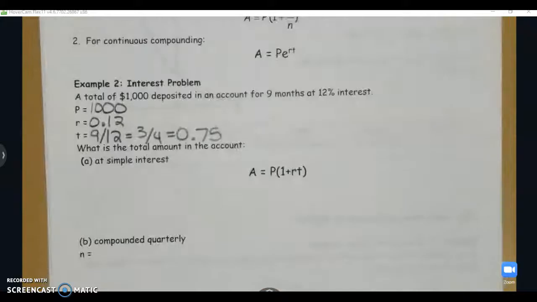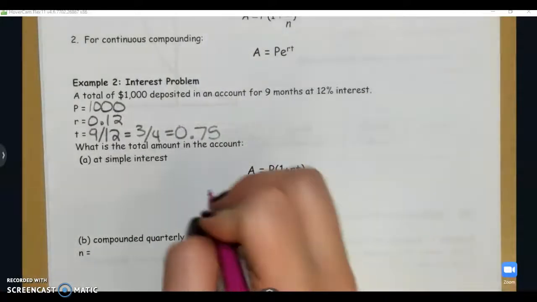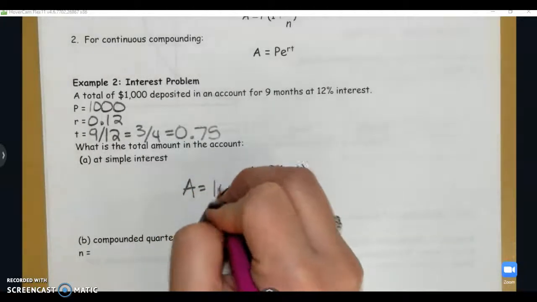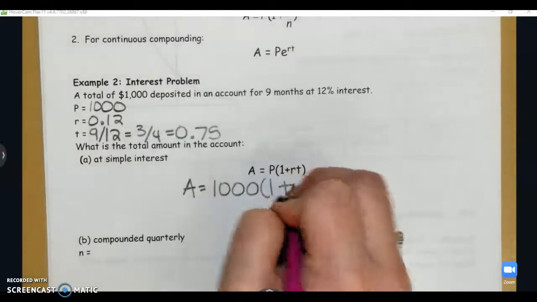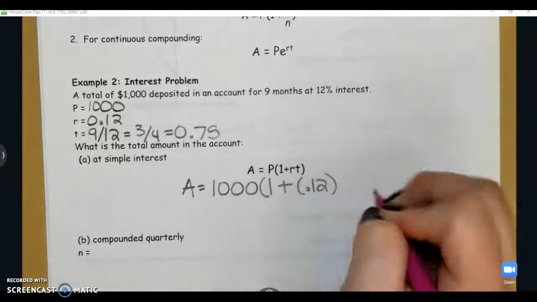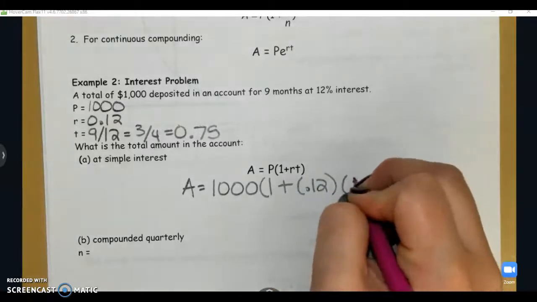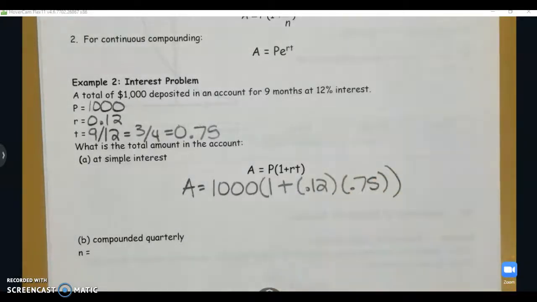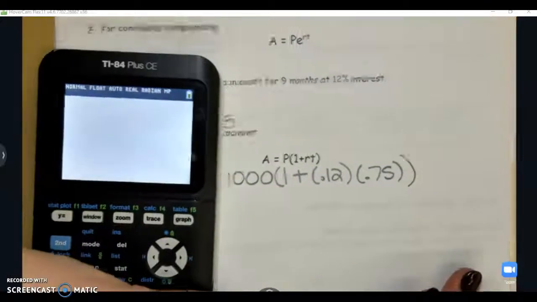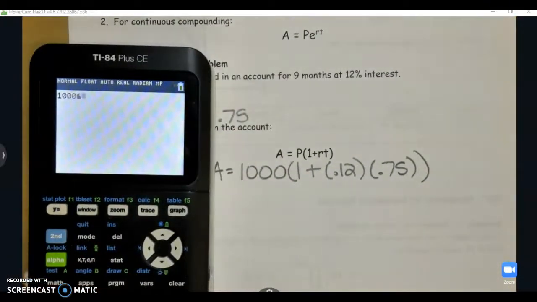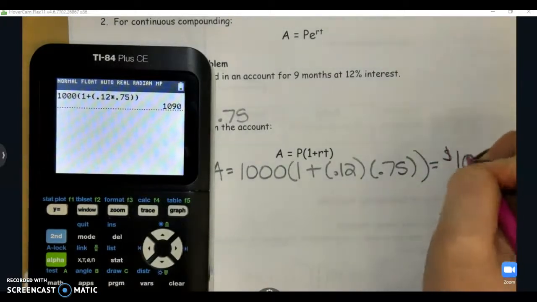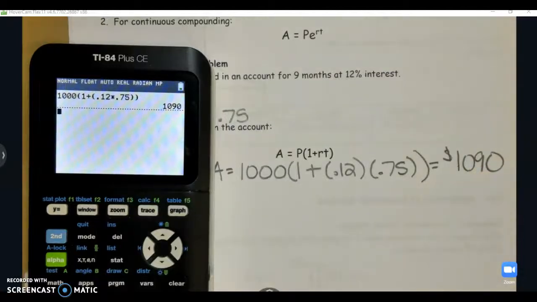So what's the total amount in the account if we were using a simple interest account, and we're given that formula here, so let's figure that out. Our principal is 1,000 times (1 plus our interest rate times time), and we are going to use our calculator for this. In all of these types of problems, when you're putting them in your calculator, it's really important that we are using parentheses so that we know the calculator is giving us exactly what we're asking it for. And so for simple interest in 9 months, that would give us $1,090.